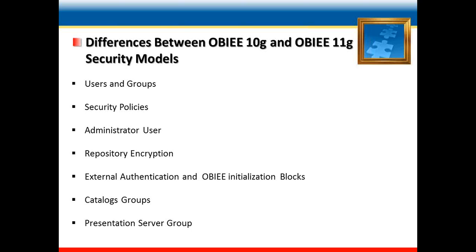So in the case of OBIEE 10G, catalog groups are defined in the presentation server administration link, but in the case of OBI 11G, they are available for backward compatibility, and the use of application roles in the Fusion Middleware Enterprise Manager console is recommended. Then last, that is the presentation server group. In the case of 10G, it is everyone in the presentation server group, and in the case of OBI 11G, it is replaced with the authenticated user role.